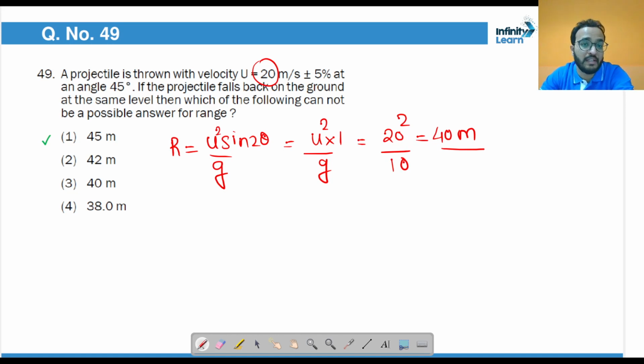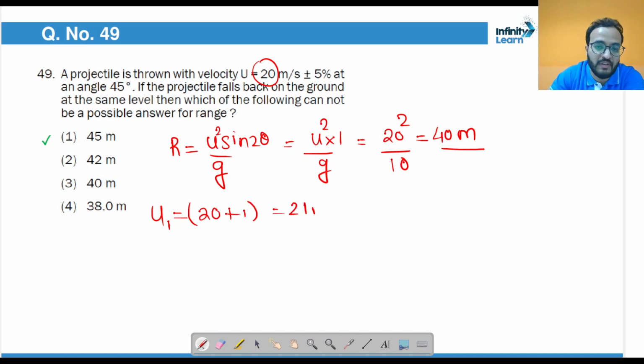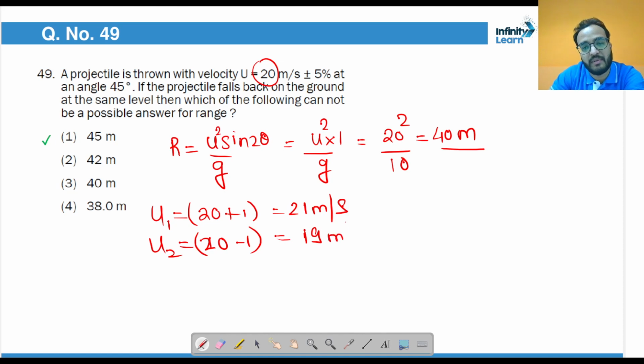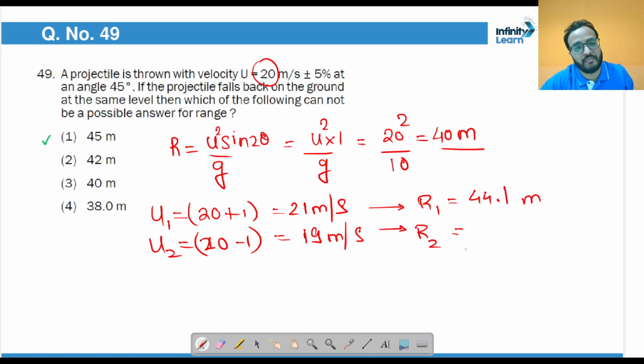Now, if your velocity is greater by 5%, so that means u1 is 20 plus 5%, which is 1, that is near about 21 meters per second. And u2 is 20 minus 1, that is 19 meters per second. So obviously the range r1 is near about 44.1 meters and r2 is near about 36, something like that. Okay, so obviously which of the following is out of our range? 45.